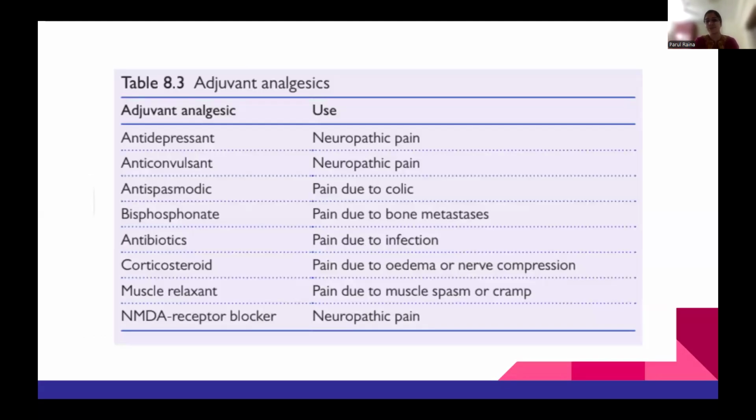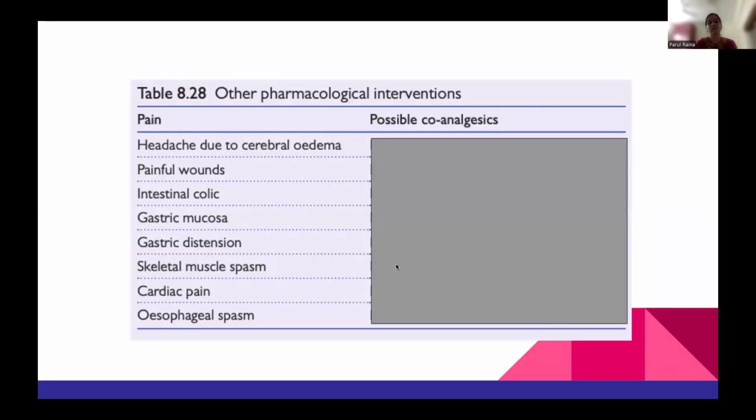Again, the table which I'm showing shows which drugs are used for which conditions. For neuropathic pain, we have antidepressants and anticonvulsants. If there is colicky pain, we can use antispasmodics. If there is pain due to bone metastasis, bisphosphonates can be used. If there is pain due to infection, even antibiotics are considered adjuvant analgesics. If there is any pain due to edema or nerve compression, corticosteroids are the drugs. If there is pain due to muscle spasm or cramps, muscle relaxants are given. And again, in neuropathic pain, we can use NMDA receptor blockers.